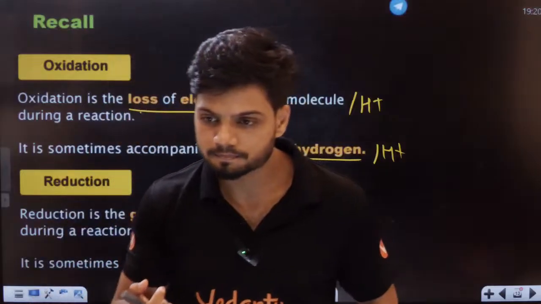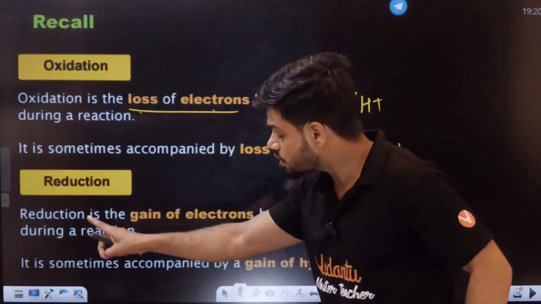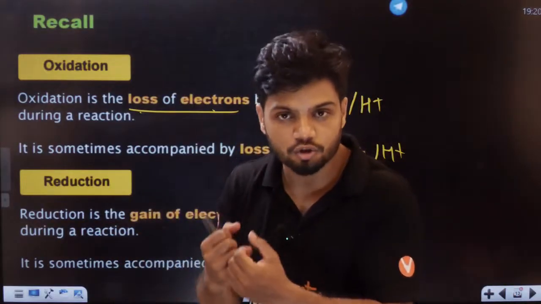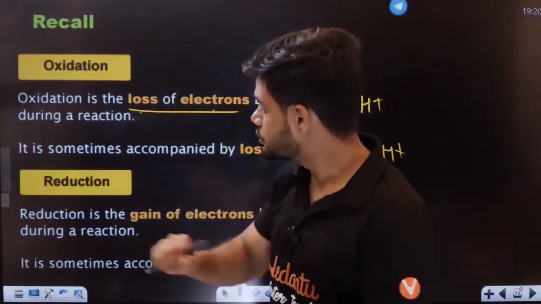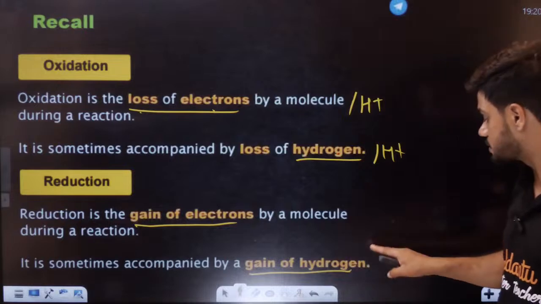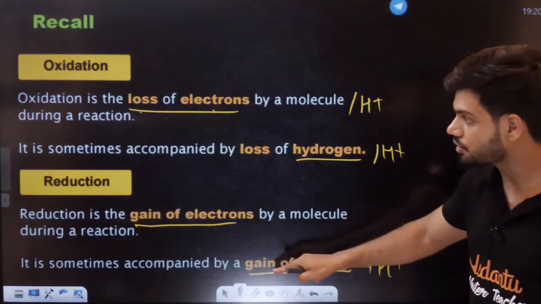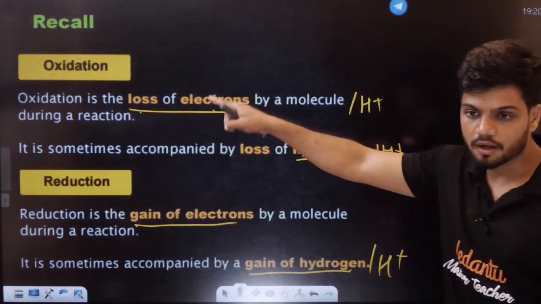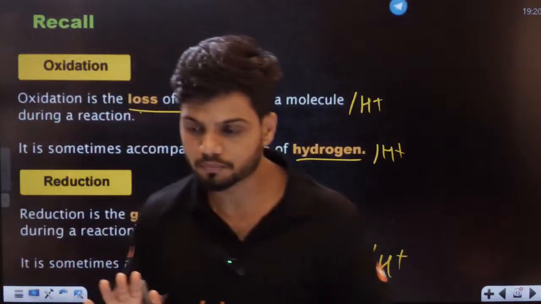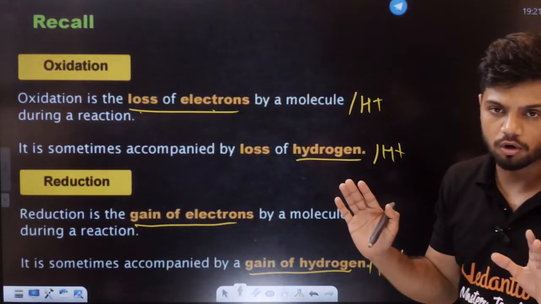Now what is reduction? Reduction is the gain of electrons. So reduction means gain of electrons or gain of protons, or hydrogen here. Okay, that is reduction. Oxidation is loss. In oxidation you are losing. Students, is it clear to all of you? Oxidation is loss, reduction is gain. Simple difference for all of you.